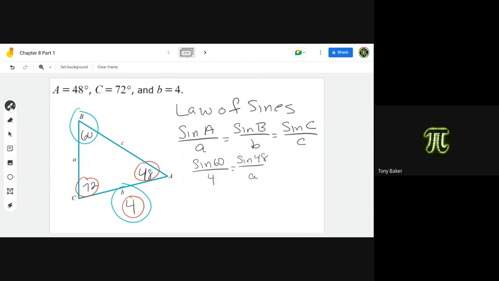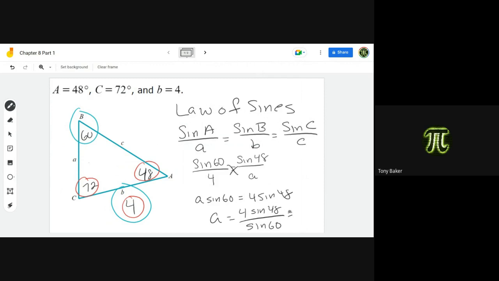All right, how do I solve fractions across an equal sign? Cross multiply. So I have A sine of 60 equals 4 sine of 48. And how do I get rid of the sine of 60, since I wanted the A by itself? Divided by the sine of 60. So I have A is 4 sine of 48 over sine of 60.